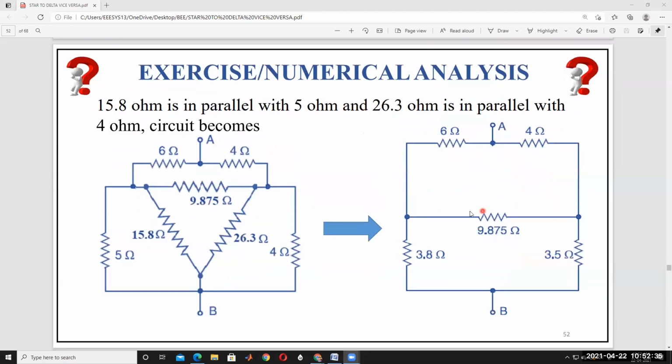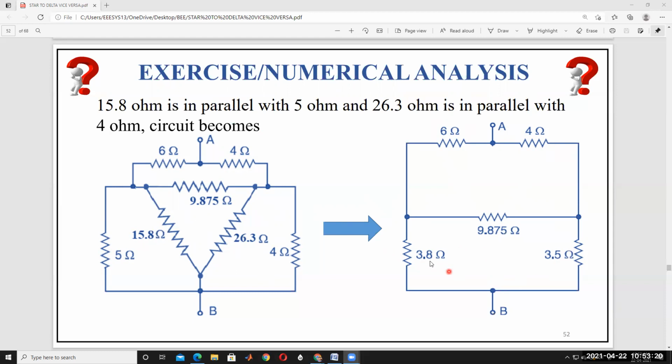After that, the 15.8 ohm resistor is in parallel with the 5 ohm resistor. This resistor and this resistor are parallel, and the 26.3 ohm resistor and 4 ohm resistor. Okay. The 26.3 ohm resistor is in parallel with the 4 ohm resistor, and the circuit will become like this. By simplifying this, 9.875 as it is, simplifying 5 and 15.8, you will get 3.8, parallel R1 R2 by R1 plus R2. Here similarly, the 26.3 ohm resistor and 4 ohm resistor are parallel. Understood? You will get 3.5.